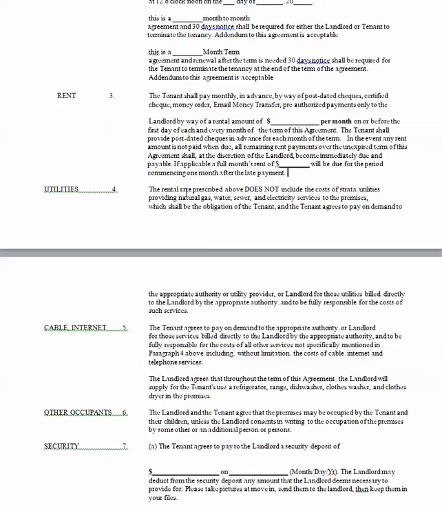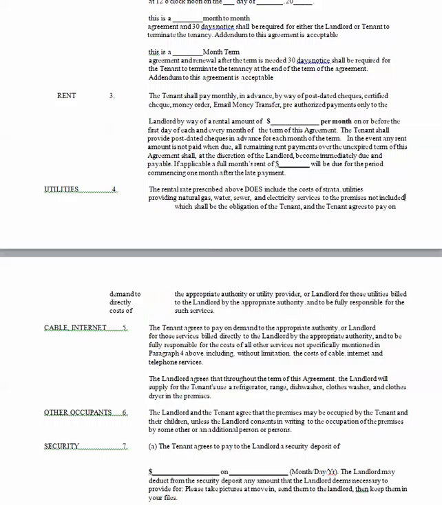Utilities. The rental rate prescribed does include the cost of strata, because we do pay strata, the cost of the hot water utilities, the natural gas, the water, and it does include the sewer. Electrical services to the premises are not included because you have to pay. You have to pay your own electricity, which shall be obtained through the obligation of the tenant.